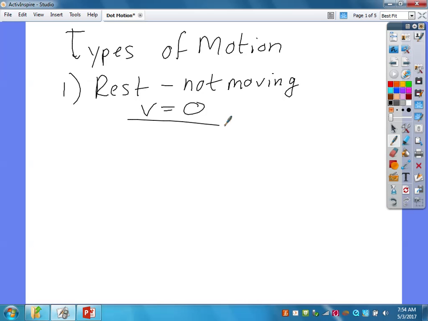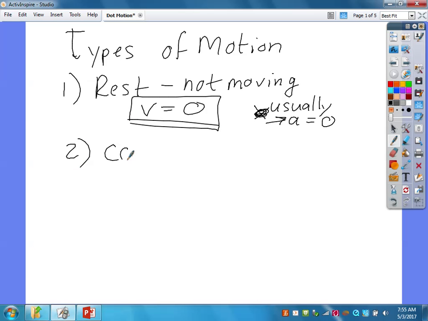The acceleration we'll usually say is also 0, but as I said in the last video, the acceleration does not tell you what type of motion is occurring. It's going to tell you what will occur in just a moment, but it doesn't say exactly what is occurring at that specific time. So acceleration could be positive, it could be negative, or 0. But velocity will definitely be 0.